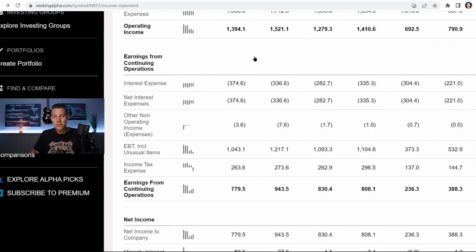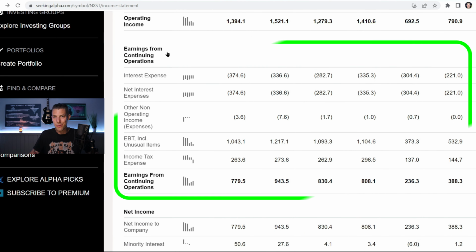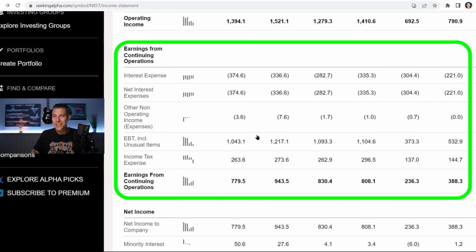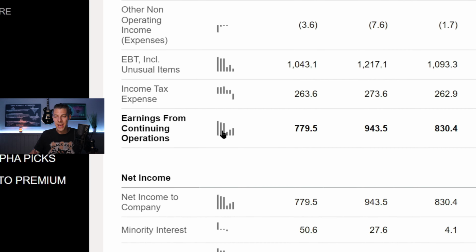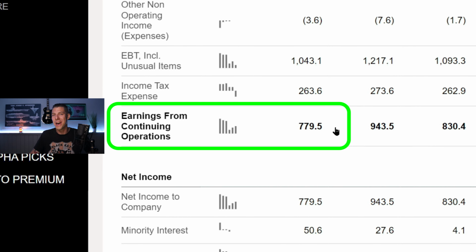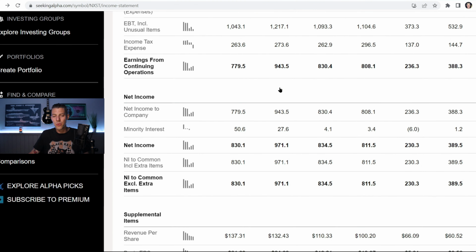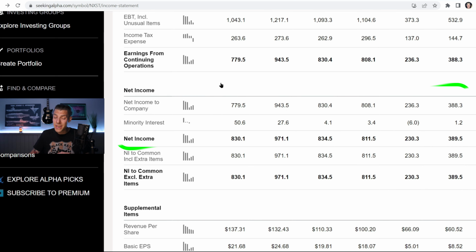And then we come down to earnings from continuing operations, which is going to show us what's left over after paying taxes and give us an idea of how profitable the company's core operations are, which we see Nexstar Media has $779 million. And then we come down to one of the more important numbers, which is net income.